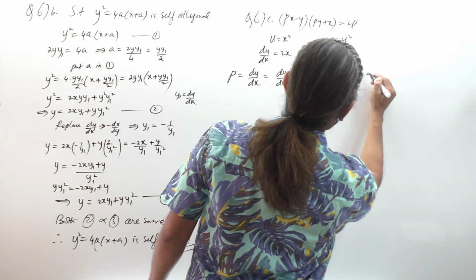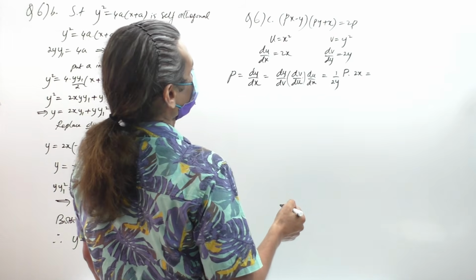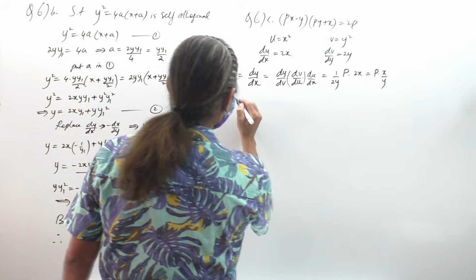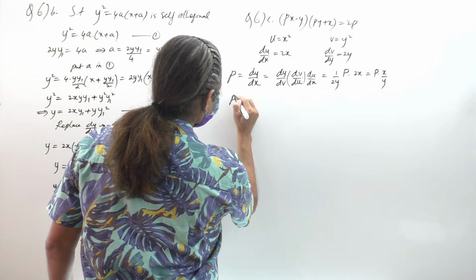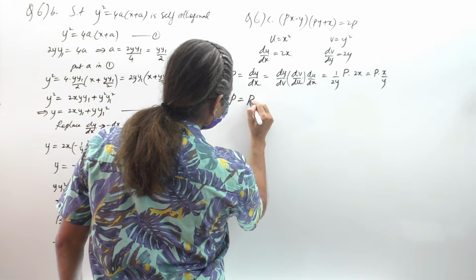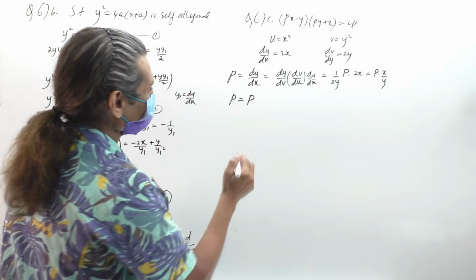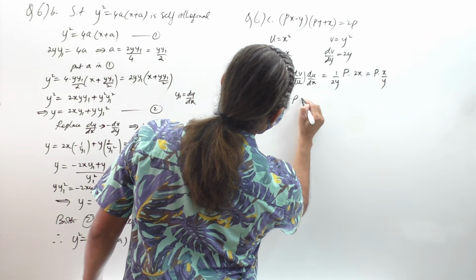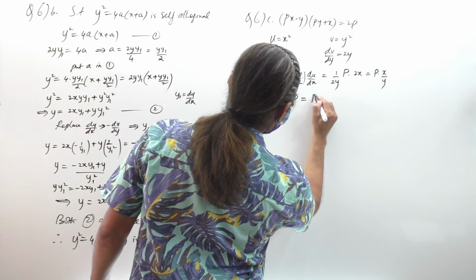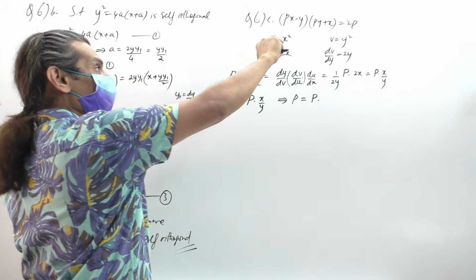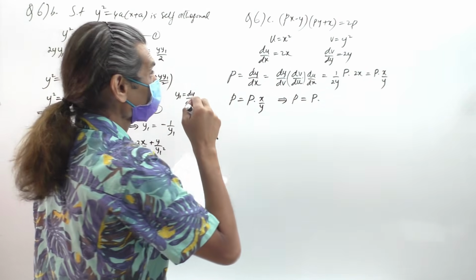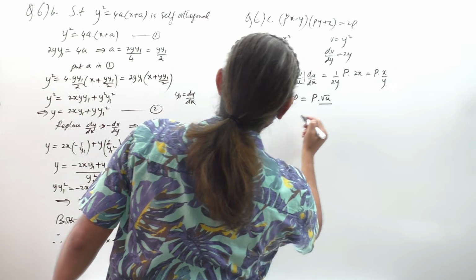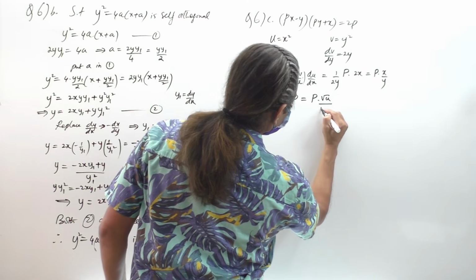That will be 2 cancels. We will get this as p into x by y. So therefore, small p is equal to capital P into x by y, small x by small y. That implies small p is equal to capital P into, what is x? u is equal to x square. Fine. So u is equal to x square means what is x? x is equal to root of u, and y is equal to root of v.